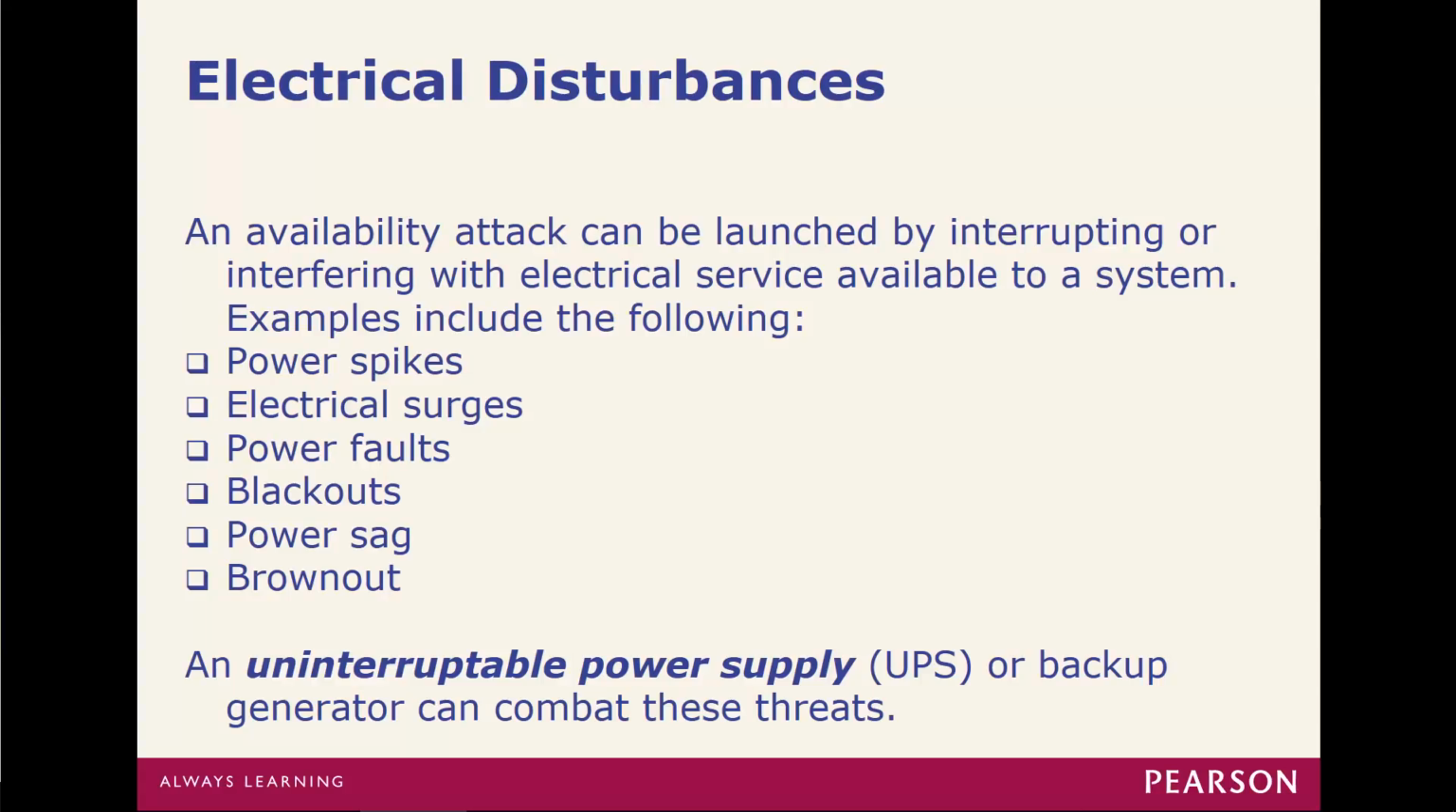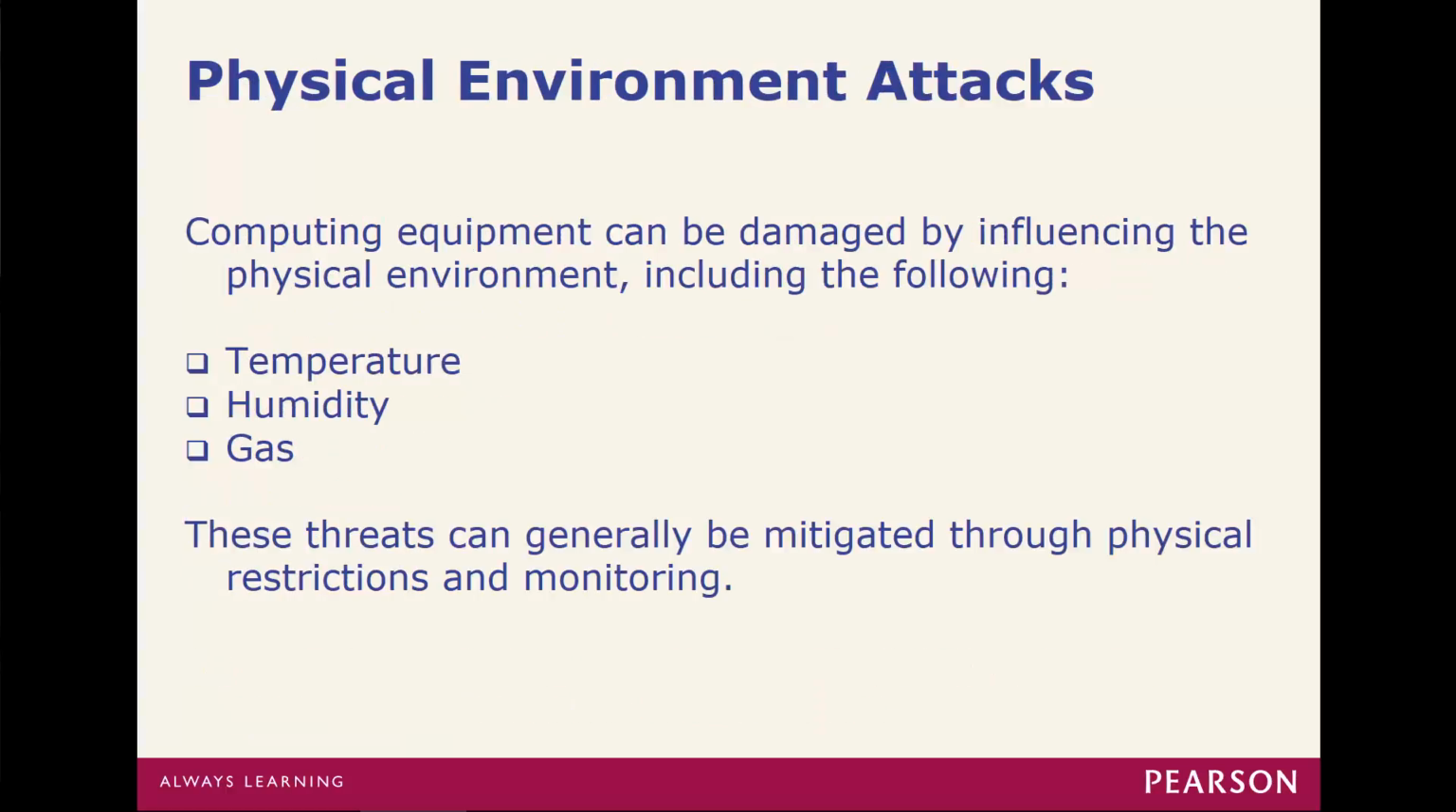Electrical disturbances: power issues, surges, faults, blackouts, brownouts, power sags, things of that nature. Normally, to help prevent this, we have a backup generator or a UPS, an uninterruptible power supply. That way, if we have a power spike, we could have a surge suppression system, so the spike doesn't do damage. In our physical environment, we are looking at things like temperature, humidity, gas, and smoke. But those are just a few of the types of attacks.